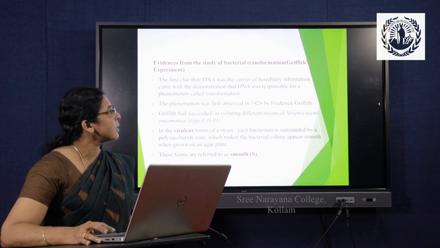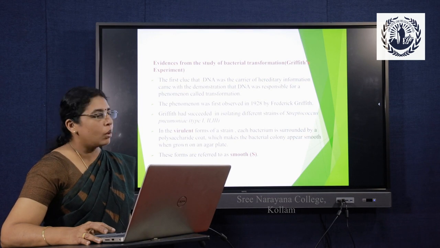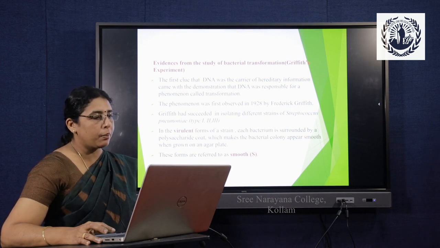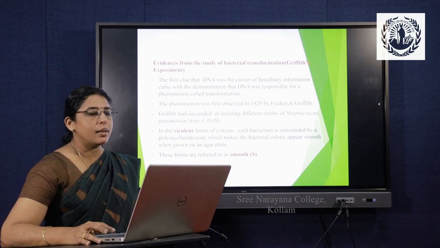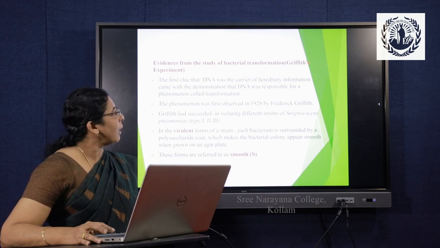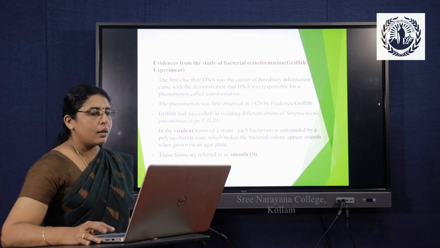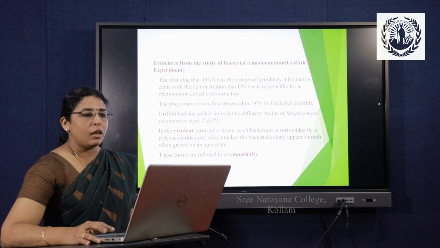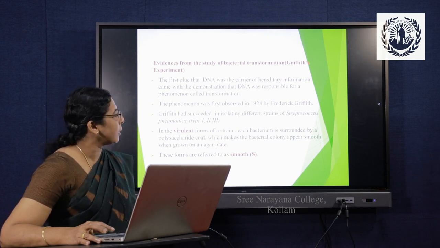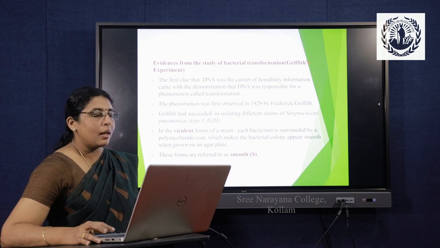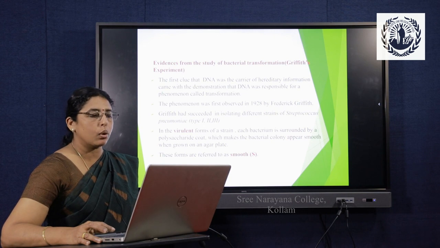And coming to the evidence from the study of bacterial transformation, otherwise called Griffith's experiment. The first clue that DNA is a genetic material came with the demonstration that DNA was responsible for a phenomenon called transformation. The phenomenon was first observed in 1928 by Frederick Griffith. Griffith had succeeded in isolating different strains of Streptococcus pneumoniae.